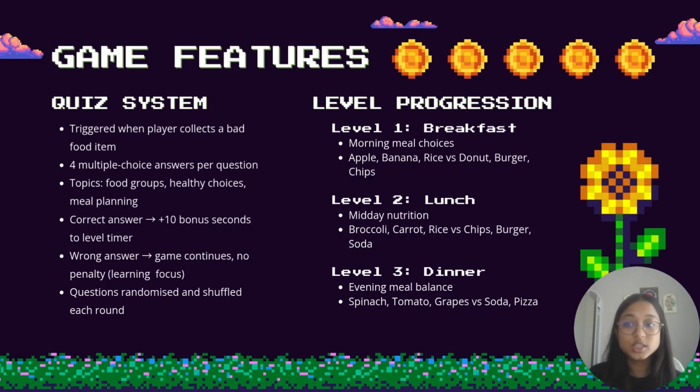In terms of level progression, the game is divided into 3 stages: breakfast, lunch, and dinner. Each level introduces a different food combination and a slightly higher difficulty, making the game progressively more challenging while still keeping it easy to understand.